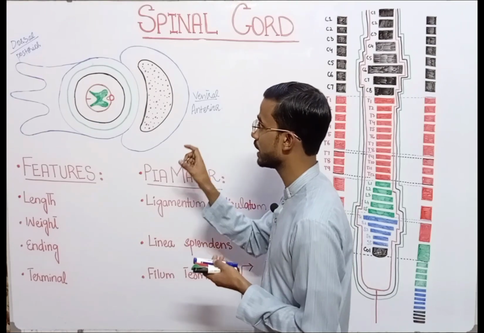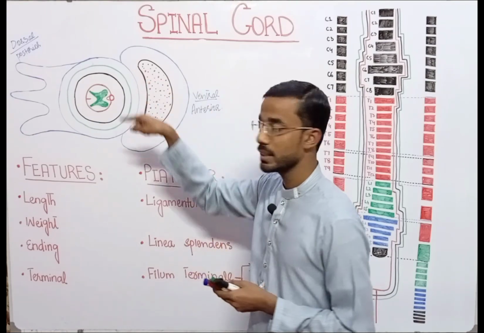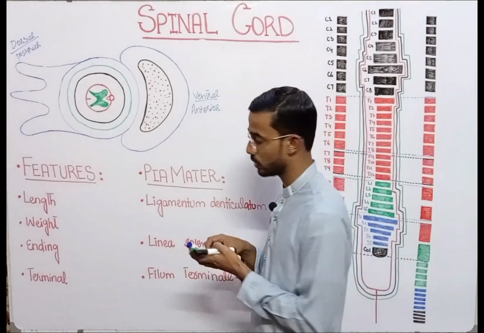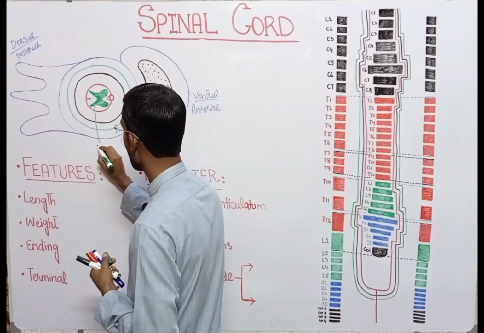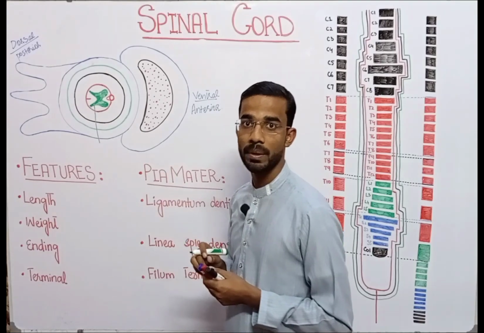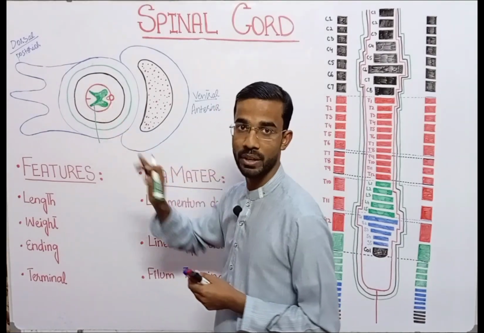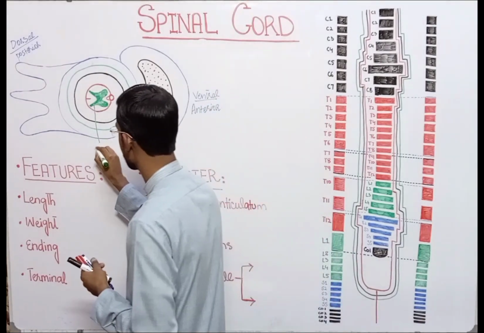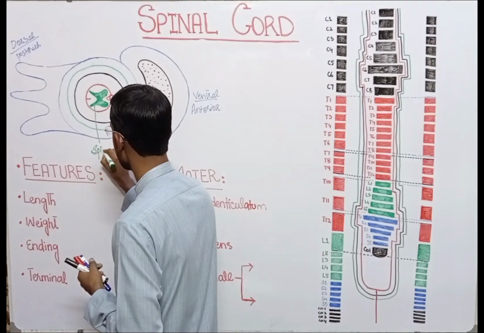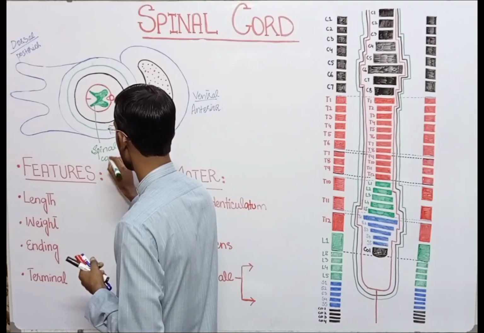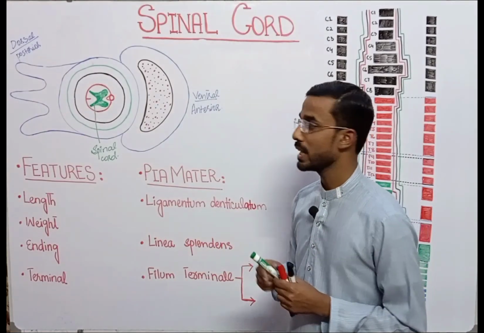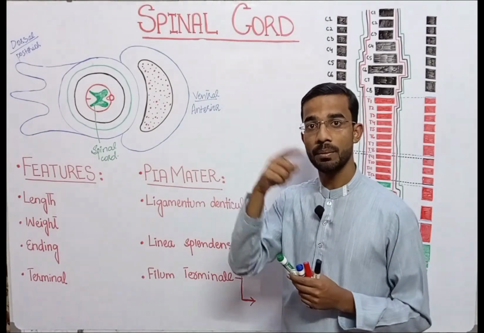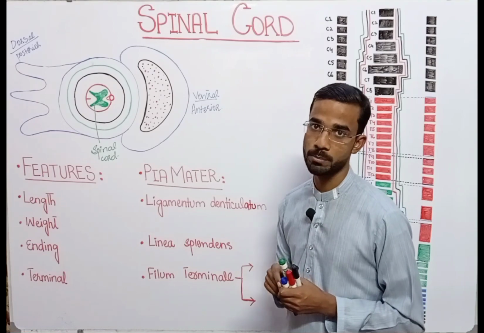At the center, the whole vertebra surrounds the spinal cord. Here you can see at the center the butterfly-shaped gray matter surrounded by the white matter, and this is actually the spinal cord. Next, you will see the different meninges which surround the spinal cord.